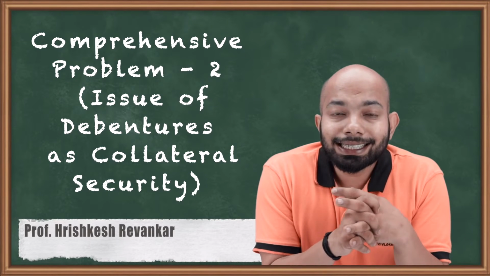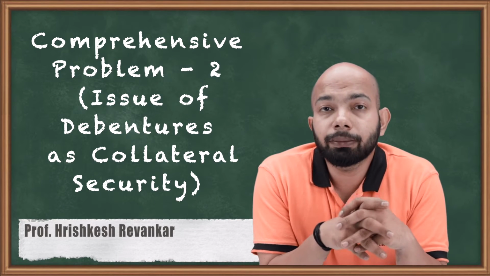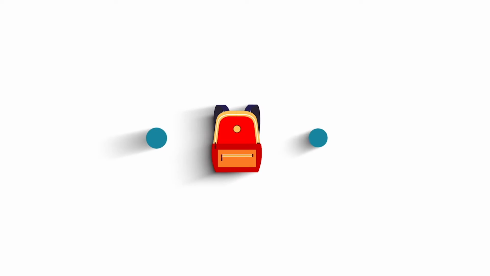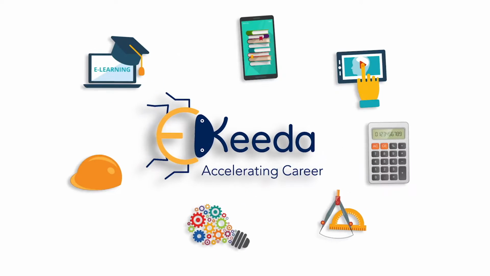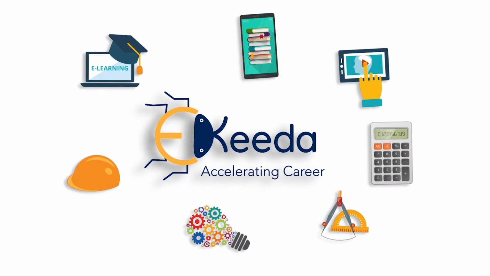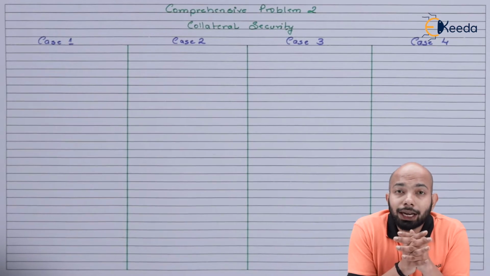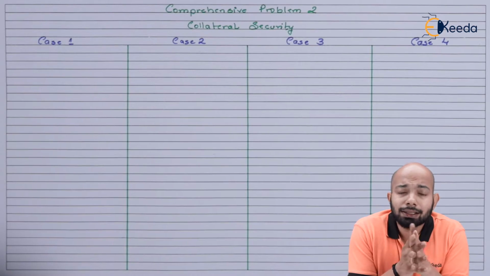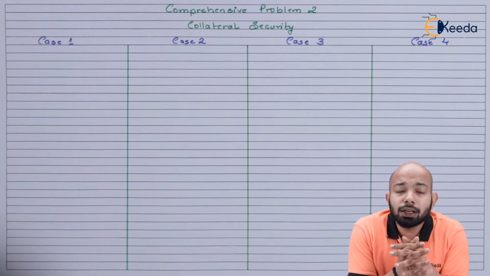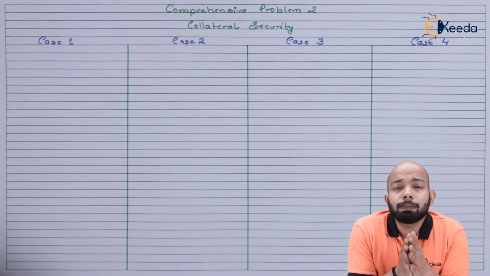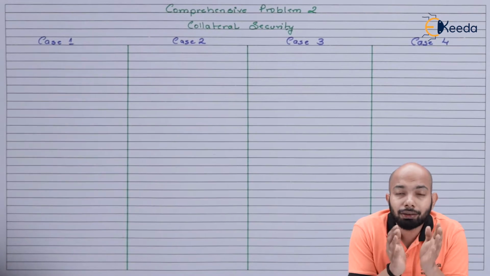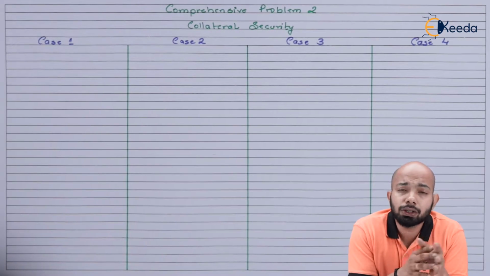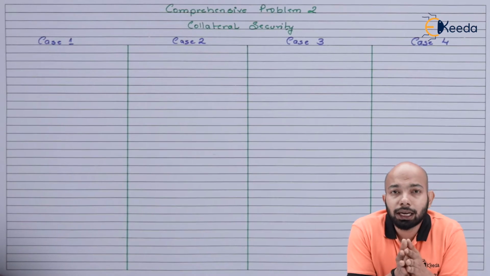Hello friends, we'll be discussing another illustration which will refer to the issue of debentures for collateral security or as a collateral security. Now, when we speak about collateral security, we have already solved certain illustrations which had three case studies which we dealt with. Similar on that pattern, we'll have one more illustration related to that concept, which is known as issue of debentures for collateral security or as a collateral security.